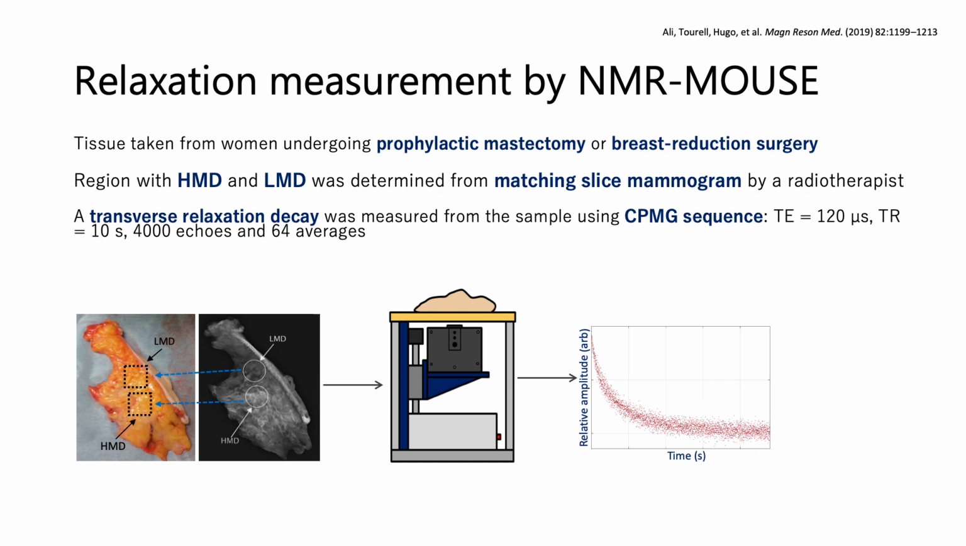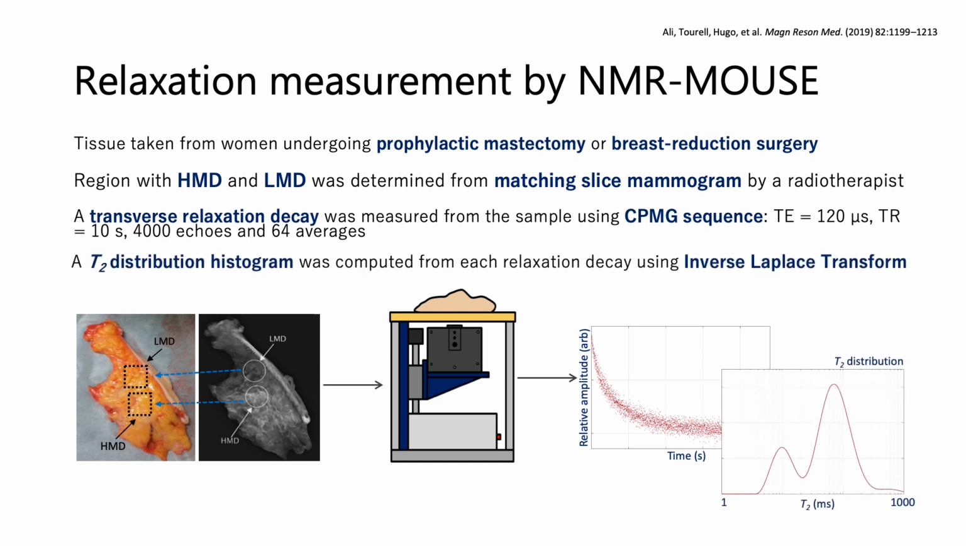After that, using inverse Laplace transform in MATLAB by using in-house code, we obtained a T2 distribution histogram, as you can see in this picture here, where the x-axis shows all the T2 values present in this distribution and the y-axis shows the relative contribution of each T2 in the signal.